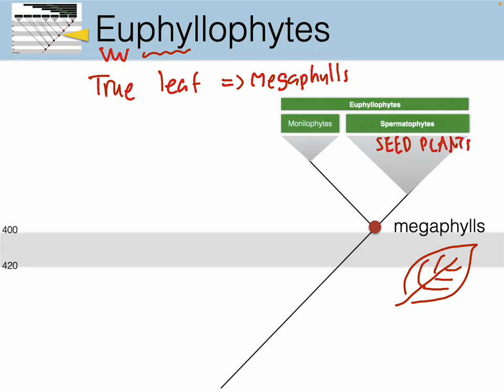This happened about 400 million years ago. You can see that a lot of stuff happened about 400 million years ago. It's a lot, really. That's 50 million years, a long time, right? So now we have megaphyll, including monilophyte and spermatophyte.